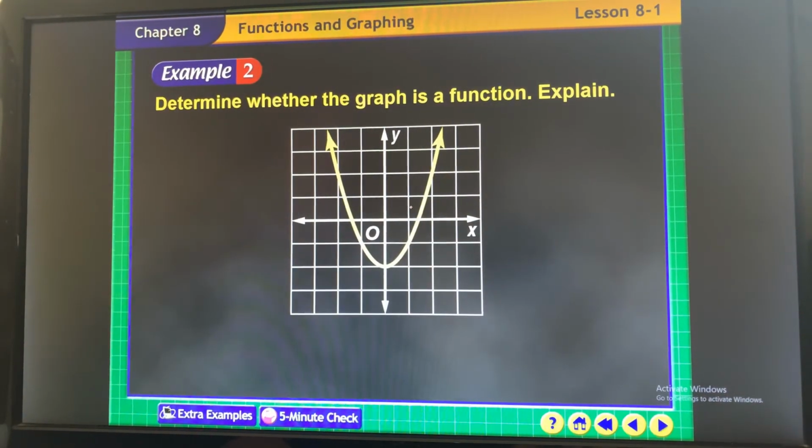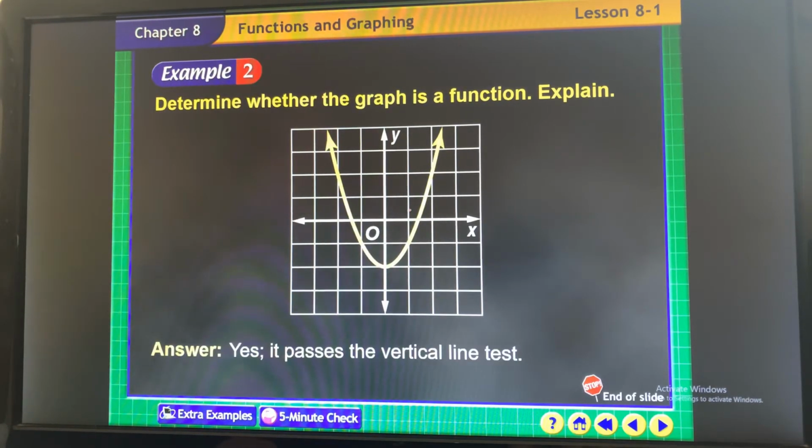Determine whether it's a function. Remember, I said it can't be stacked. What you use is what's called the vertical line test. The vertical line test is if you took a pencil or a ruler or some type of straight edge and you drew it like this, and you look to see at any time do 2 points stack on top of each other. And in this case, in this parabola, it passes the vertical line test. So you would say yes, passes the vertical line test. You could say in your homework VLT.